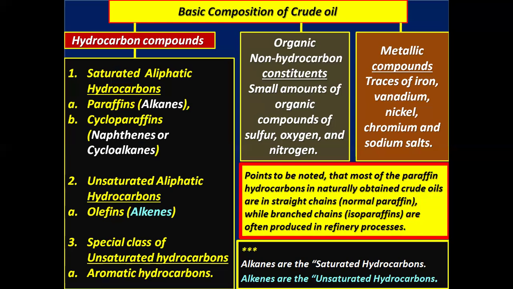Organic non-hydrocarbon constituents: small amounts of organic compounds of sulfur, oxygen, and nitrogen. Metallic compounds like traces of iron, vanadium, nickel, chromium, and sodium salts. Points to be noted: most of the paraffin hydrocarbons in naturally obtained crude oils are in straight chains, that is normal paraffins, n-paraffins, while branched chain, that is isoparaffins, are often produced in refinery processes.